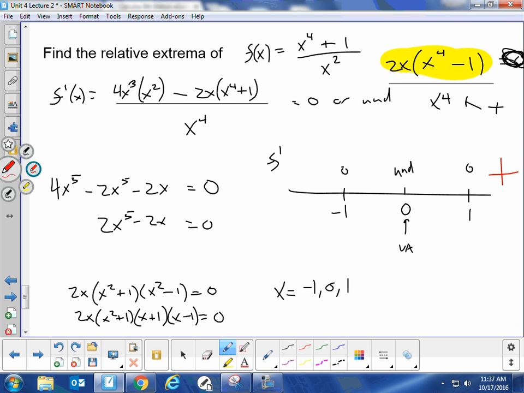I plug in a value like a half. Well, 2 times a half is a positive. 1/2 to the fourth, if you take a fraction, take it to a power, it just gets to be a smaller fraction. It's 1/2 times 1/2 times 1/2 times 1/2. Minus 1, that's definitely going to be a negative. So this is a positive times a negative divided by a positive. That's definitely going to be negative.